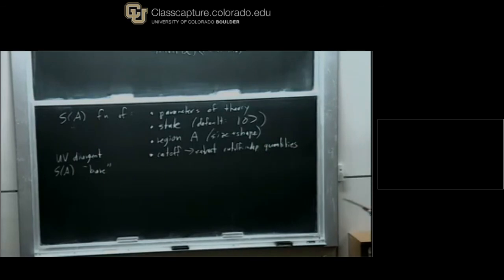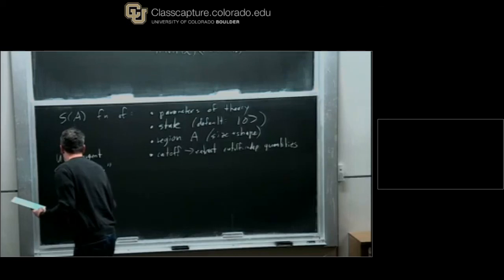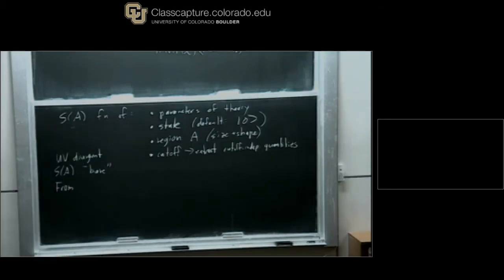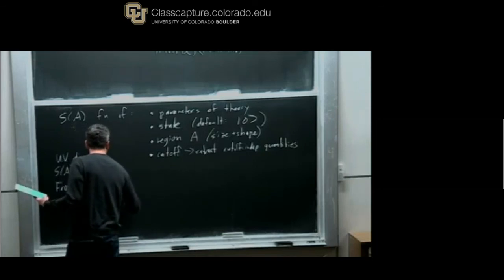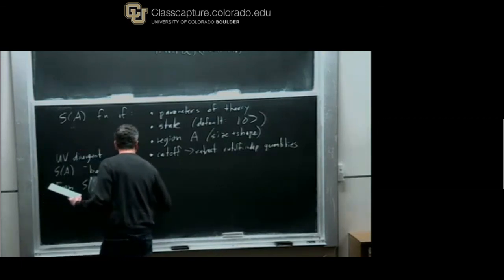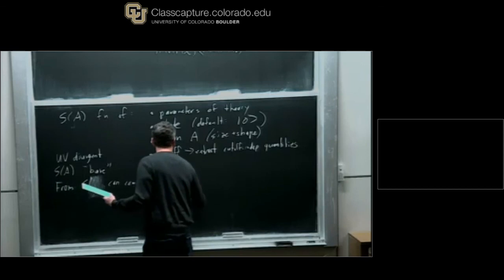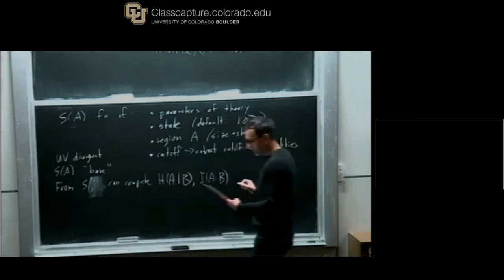And of course, from S of A, we can also compute, so if we're strong enough to compute S of A, and by the way, A doesn't have to be connected, so I could have A could have different parts, and maybe I call this A and call this B, and then I can compute things like, well, from this function, I can compute, if I'm interested, conditional entropies, mutual informations, and stuff like that. Okay.